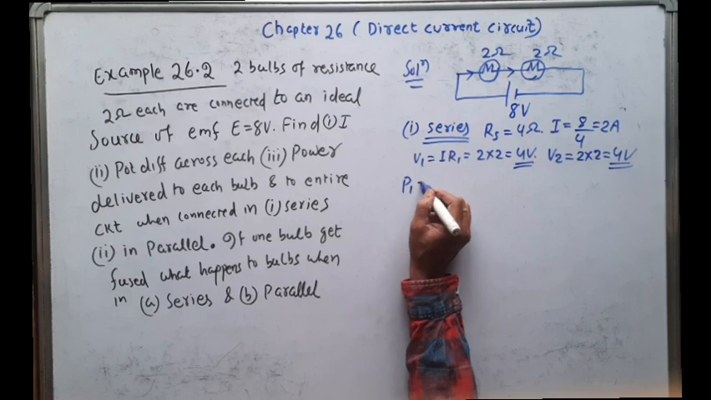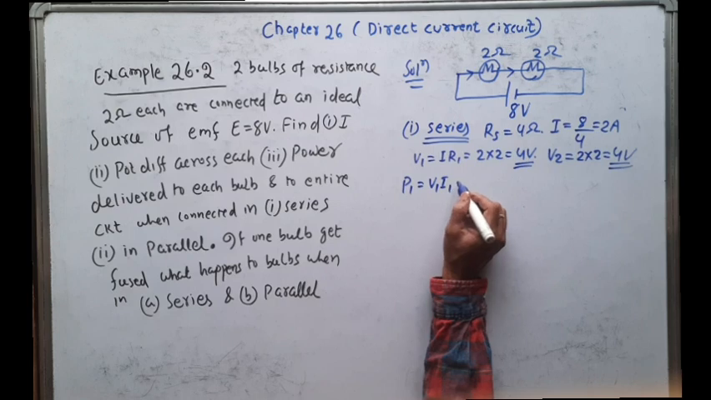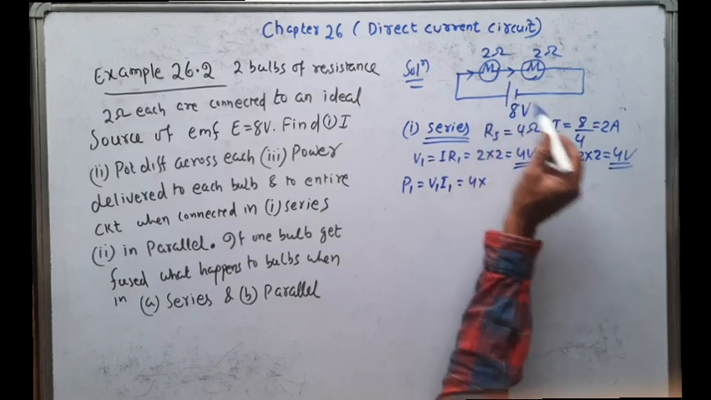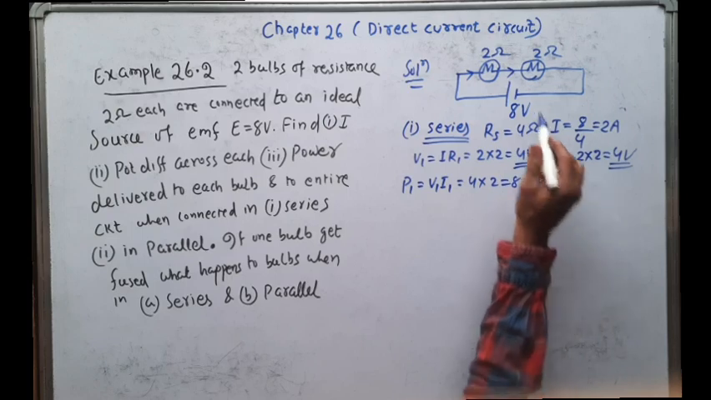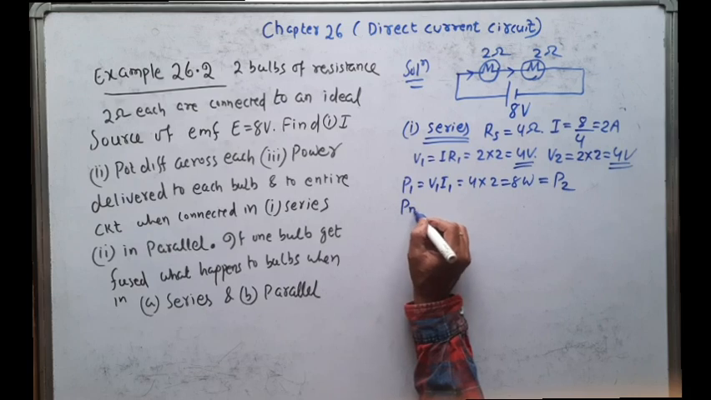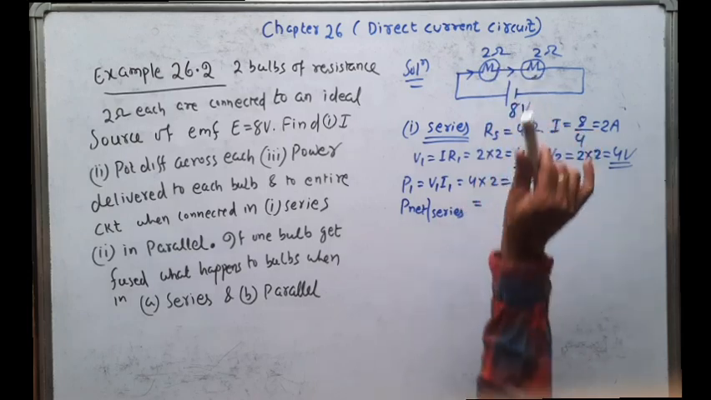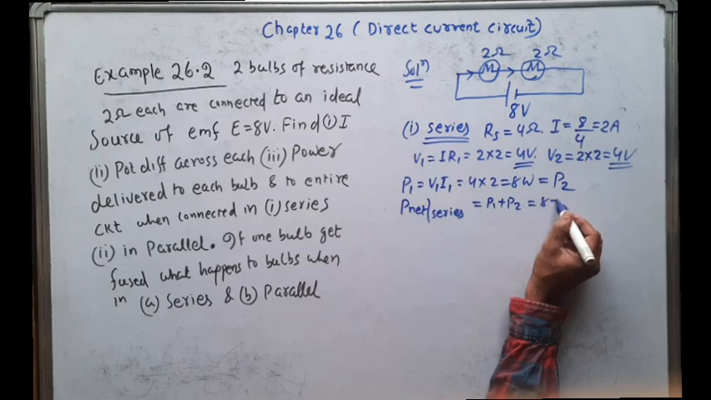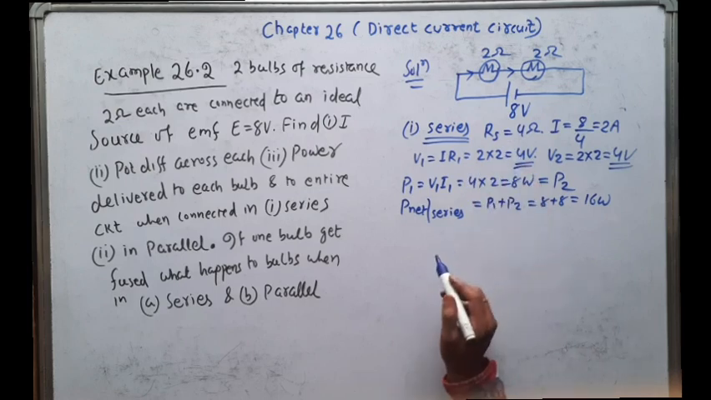Next, what is the power consumed by each bulb? So power P1 is equal to V1 into I1. V1, the voltage across this, is 4 volt, and the current is 2. So that is 8 watt. This is also equal to the power consumed by the second bulb. Both are consuming the same power. Then what is the net power in series connection? The net power delivered to the bulbs is equal to P1 plus P2, that is 8 plus 8, that is 16 watt. So this is the power delivered to the entire circuit.